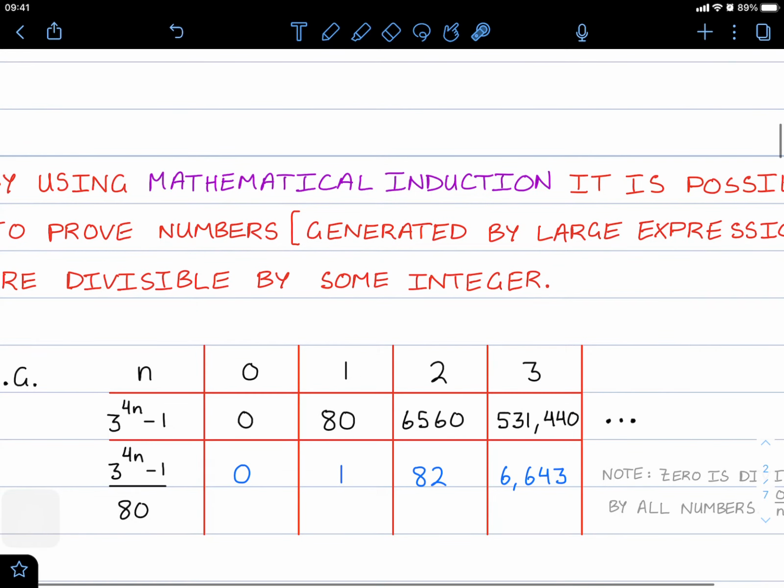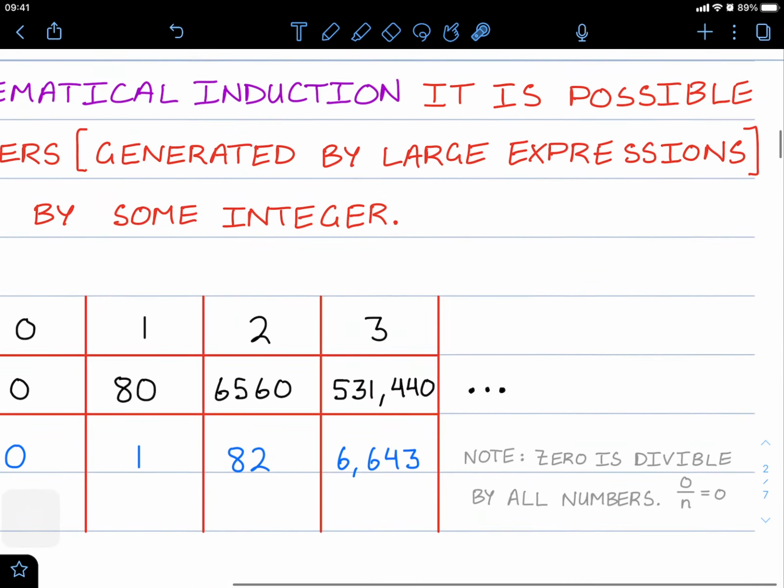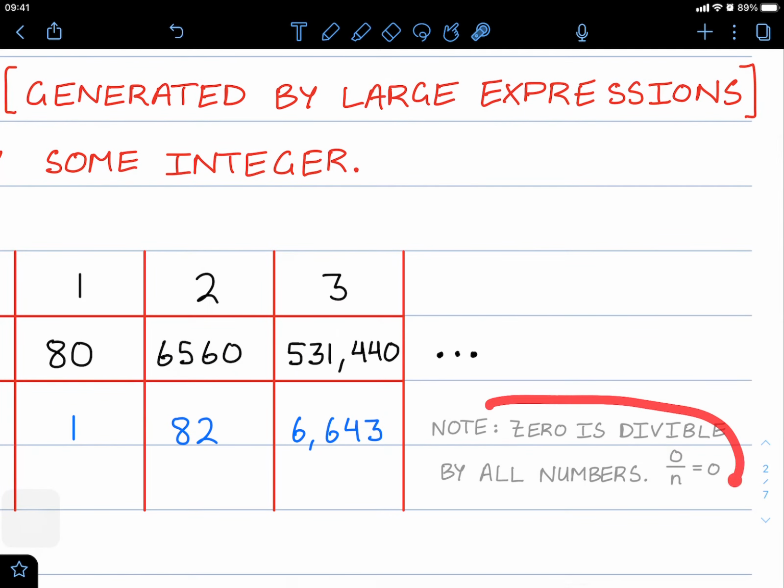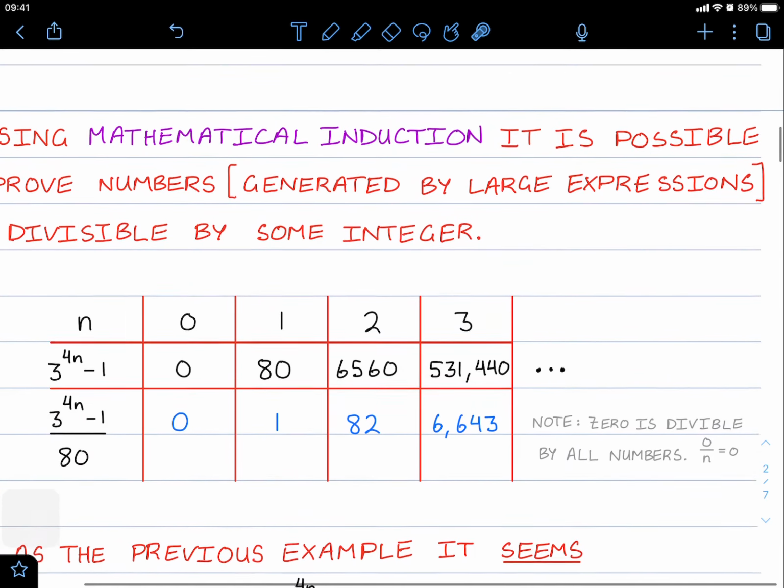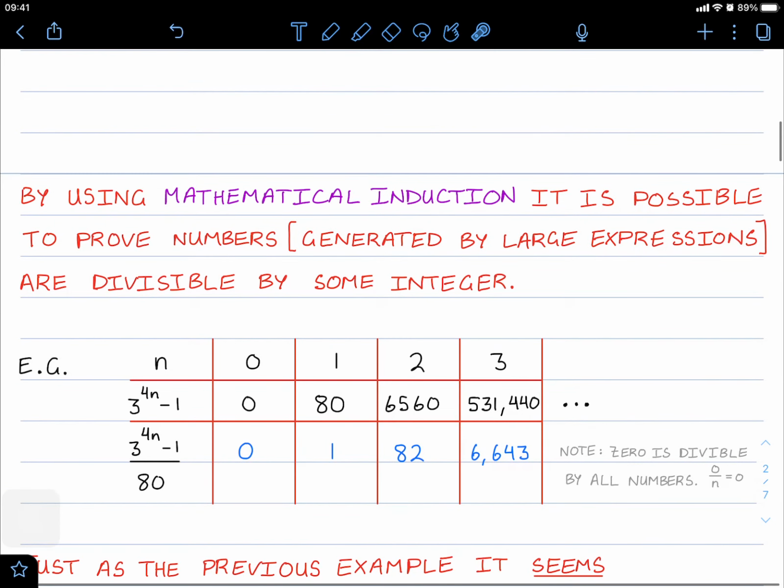If we continue and substitute n equal to 2 into our large expression, we get a very large number, and 6560 divided by 80 is 82, and so on. Before we go on, we need to understand that 0 is divisible by every number, because 0 divided by any number n except 0 is 0. So 0 is divisible by all numbers. Now back to this table.